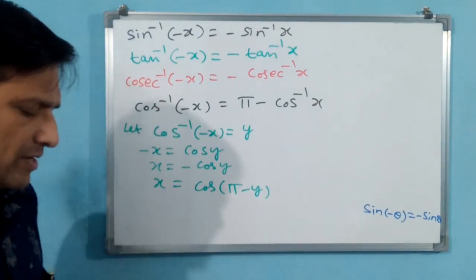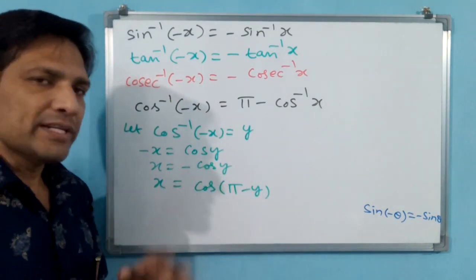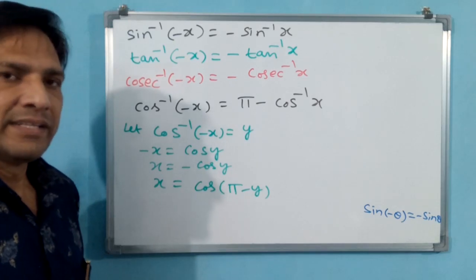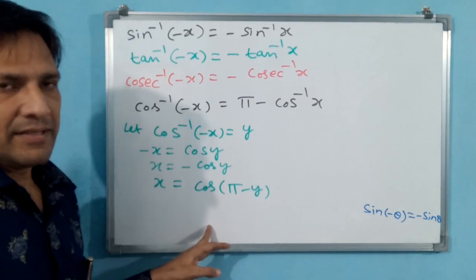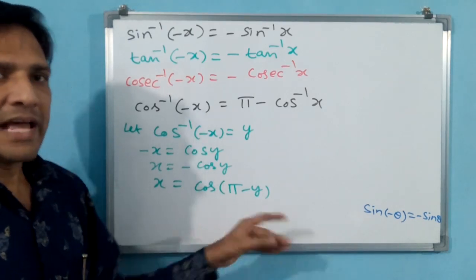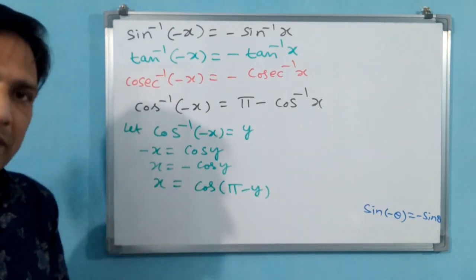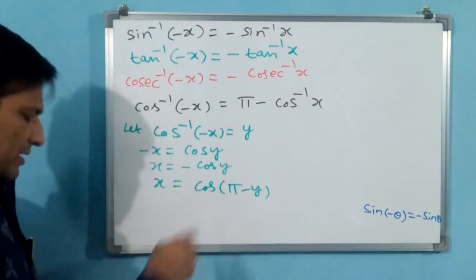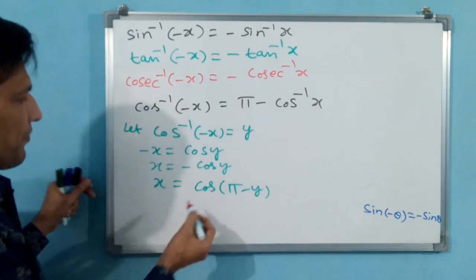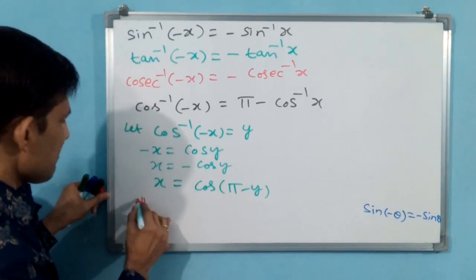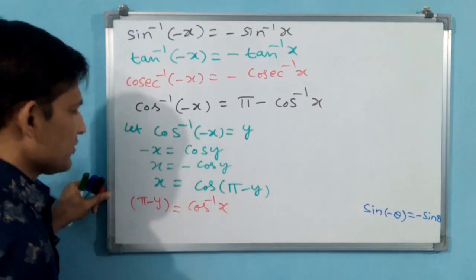This is very important. Cos of 180 minus theta goes into the second quadrant, and in the second quadrant cos becomes negative, that means minus. Since 180 is a horizontal angle, cos theta only will come. So minus cos y is cos of pi minus y. That means x is equal to cos of pi minus y, and sending cos to the other side, pi minus y is equal to cos inverse x.